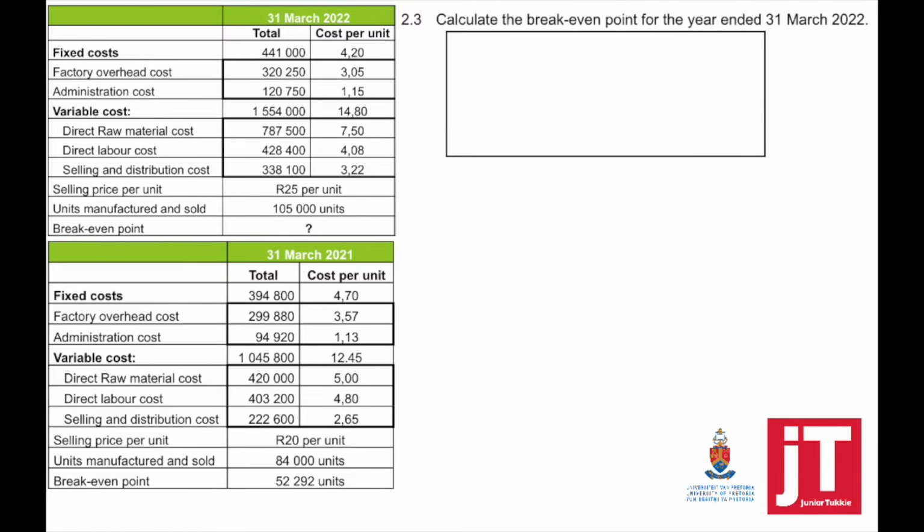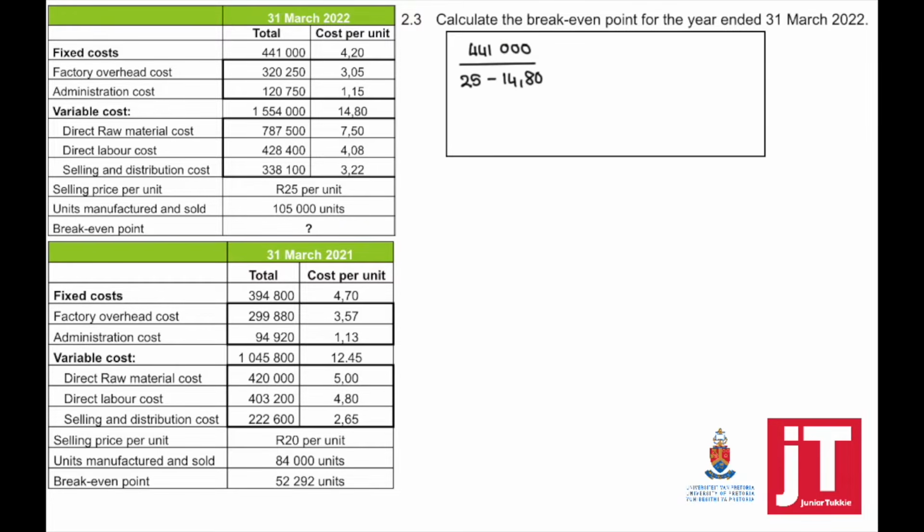If we look at 2.3, calculate the break-even point for the year ended 31 March 2022. So to calculate the break-even point, we have to take our total fixed cost divided by the selling price per unit minus the variable cost per unit. There are different ways in which the break-even point can be asked. You will notice this later on when we do other activities.